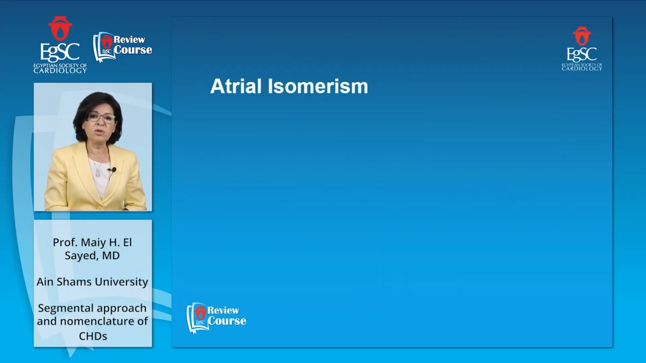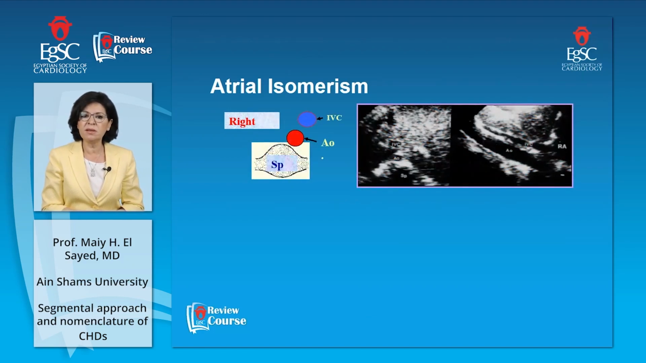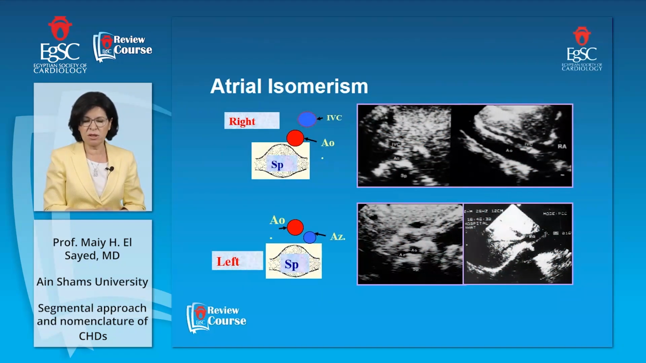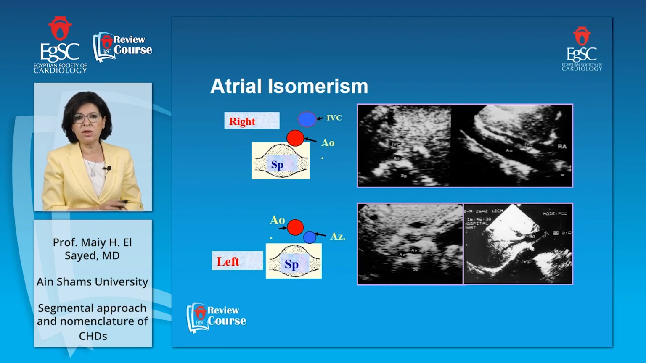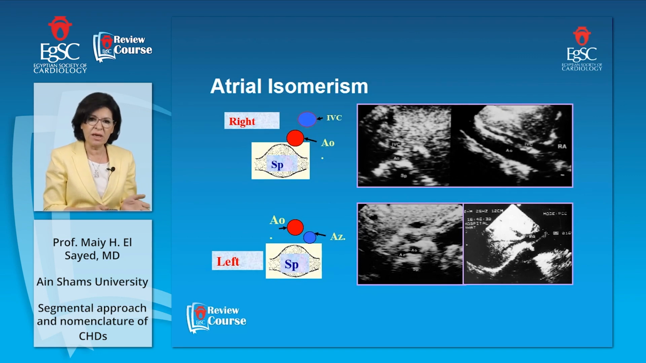What about atrial isomerism? Atrial isomerism can be right atrial isomerism or left atrial isomerism, as we said, two right atria or two left atria. How does this play out in the abdominal vessels? Both will be on the same side of the spine, either right or left. It has nothing to do with whether this is right isomerism or left isomerism. Both can be on the right side and both can be on the left side.